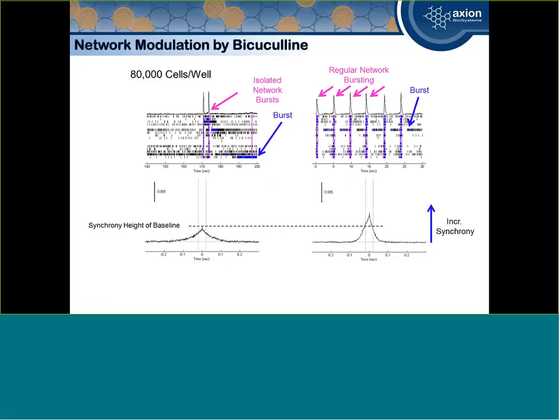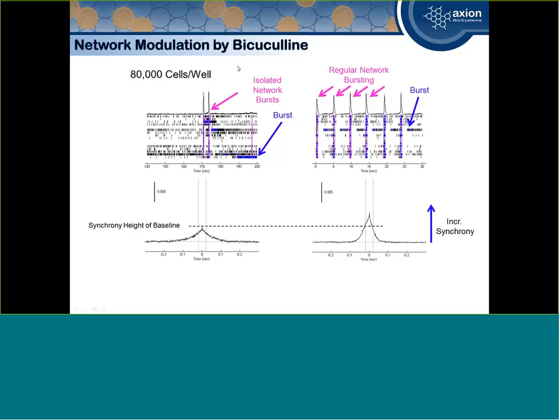And what we want to do is then take this after we saw this in baseline and try to modulate it. So this is an example from a raster plot with a spike histogram from an 80,000 cells per well. And what we see is a few isolated network bursts, as you also saw in the prior animation, where we have very high synchrony of action potentials in this short time window for both these events. But the majority of the spikes in the culture, and each spike is represented by a tick mark, are desynchronized. So we have these isolated network bursts with this majority of just desynchronized activity.